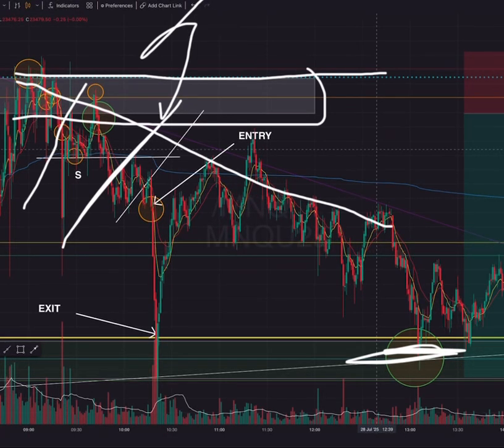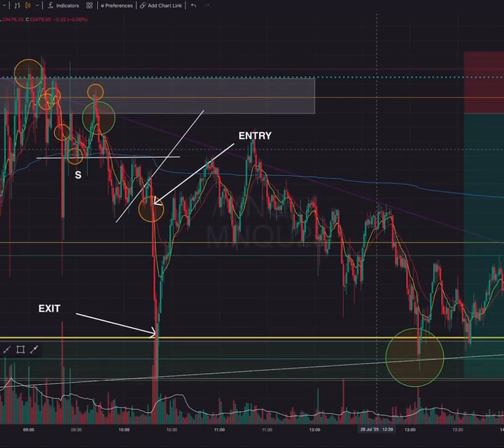So the whole goal for tomorrow is to just pay closer attention to the context, understand the story that's being told, respect market structure, respect levels, be patient, and trade accordingly, man. And we live to trade another day, man.